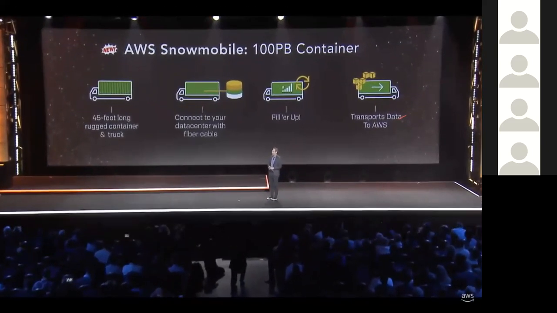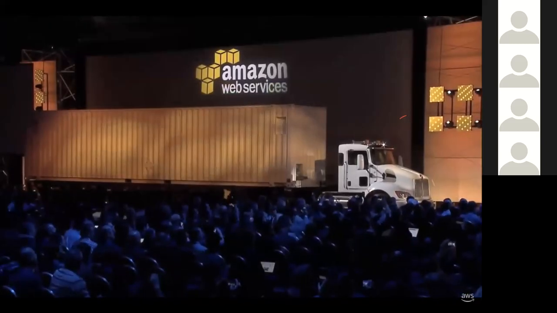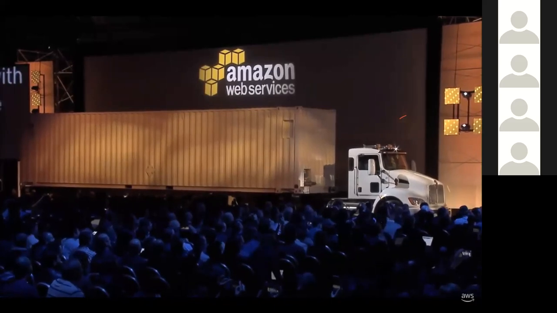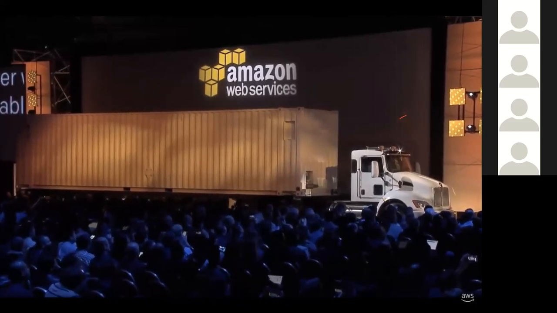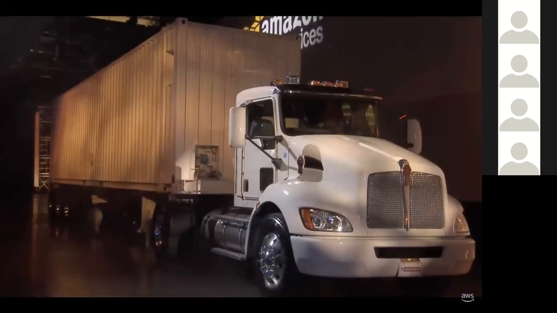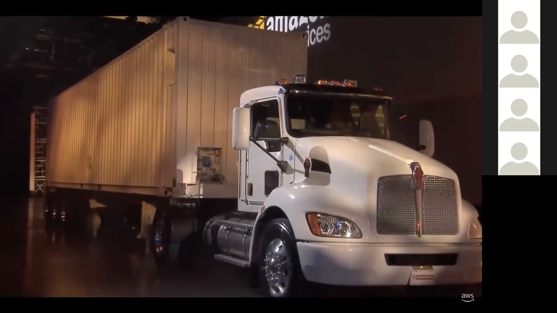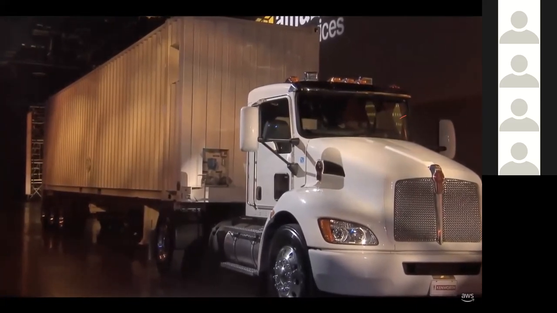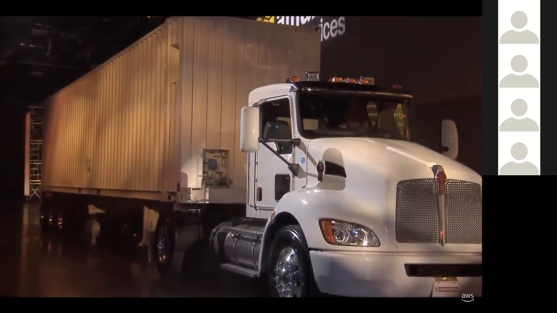The way it works, we'll drive the truck up to your data center. We'll take the Snowmobile, affixed to the trailer. We have power and network fiber that will connect to your data center. You fill her up, and then the truck will come back, put the trailer back on the truck, and we'll move it back to AWS.